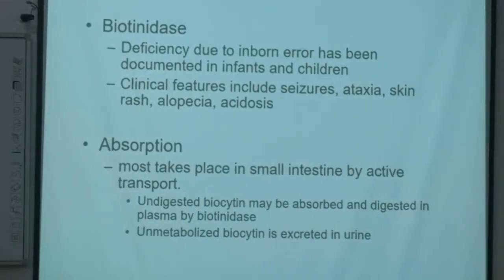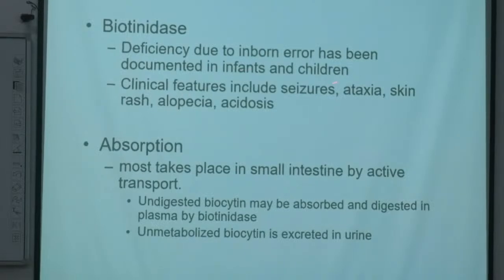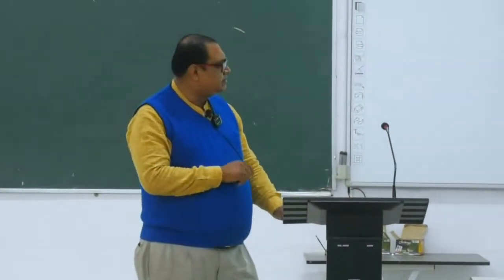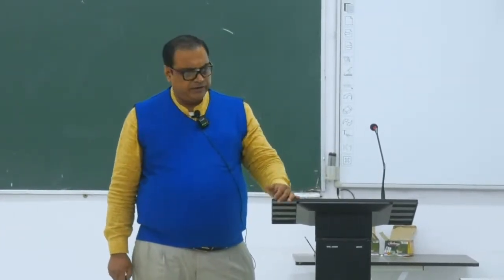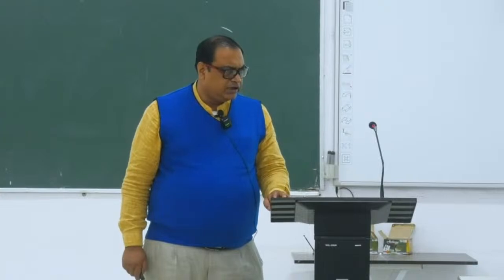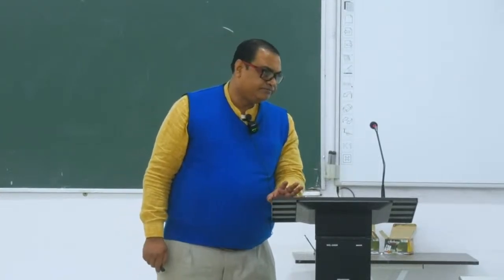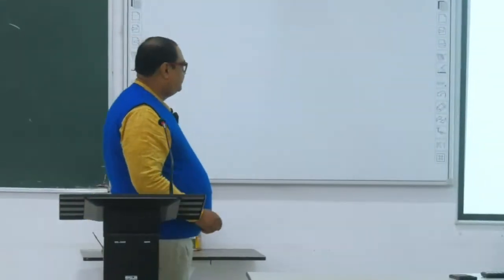Now, what about biotinidase? Its deficiency due to inborn error has been documented in infants and children with clinical features. Suppose biotinidase is deficient, or any food particle which contains this particular enzyme will destroy the biotin present in the diet. So even if you take a good amount of vitamin, it will not be found in absorbable condition. So you will have biotin deficiency, or vitamin H deficiency.